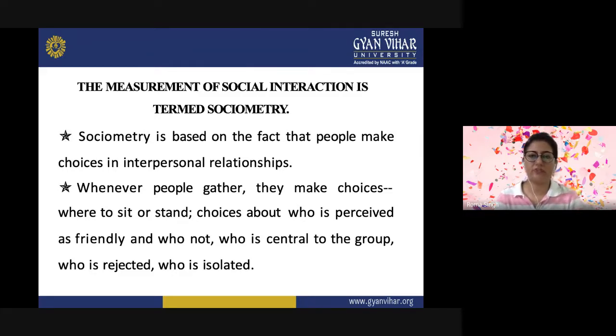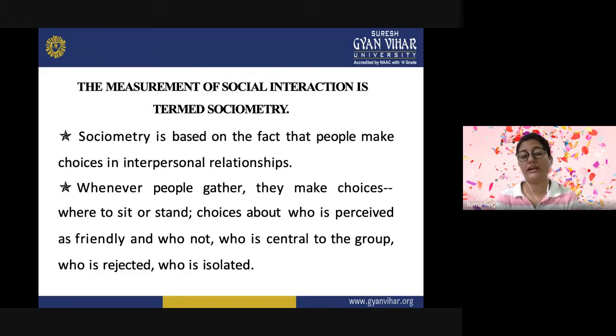Sociometry is based on the fact that people make choices in interpersonal relationships. Whenever people gather, they make choices, because you cannot force anyone to be with another one if they do not like each other. If you have given any kind of project to students in a group, in pairs, or a group of more than 3 students, it will never give results. They will never cooperate with each other if they do not like to see each other. So social relationships are very important.